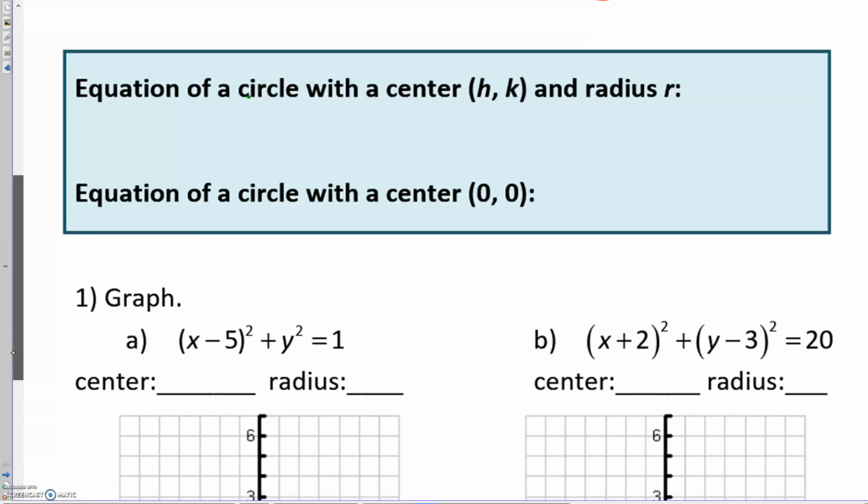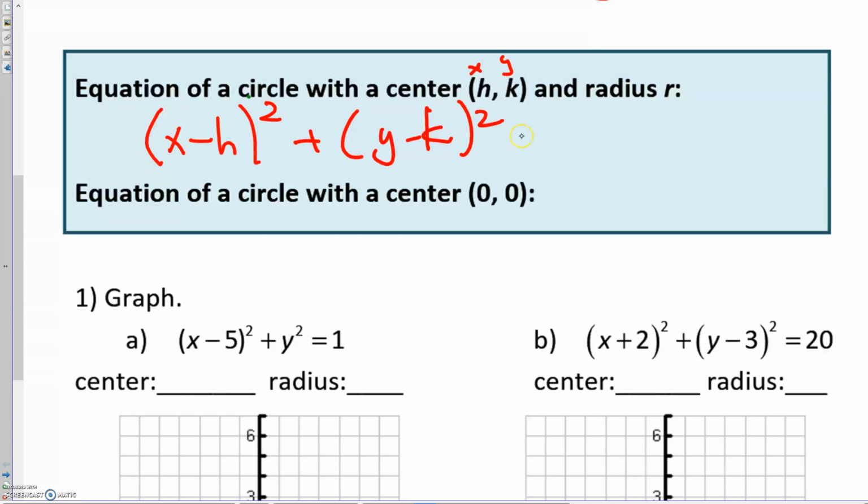So the equation of a circle with a center of h, k and a radius of r would be this: x minus h, so this is my x, squared plus y minus k squared is equal to r squared. And if the circle had a center of 0, 0, then my h and k would be 0, and I'd end up with x squared plus y squared is equal to r squared. All right, so let's graph.